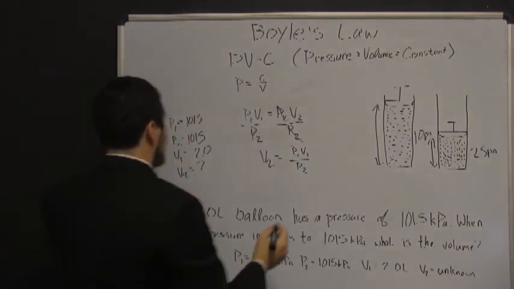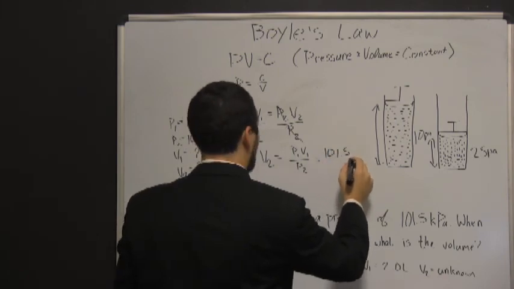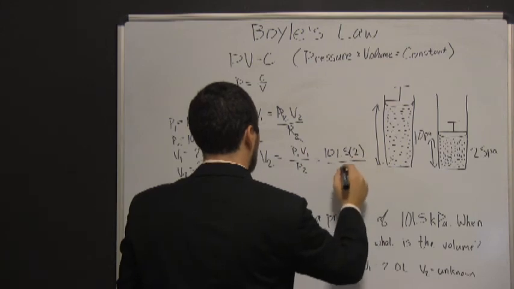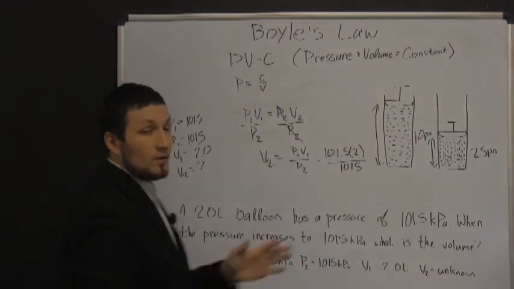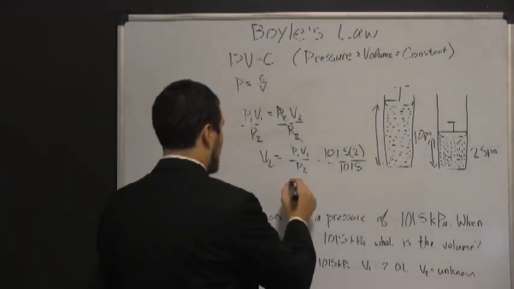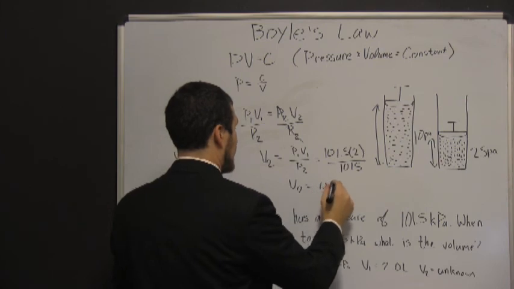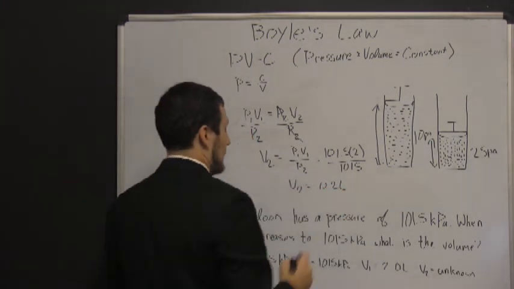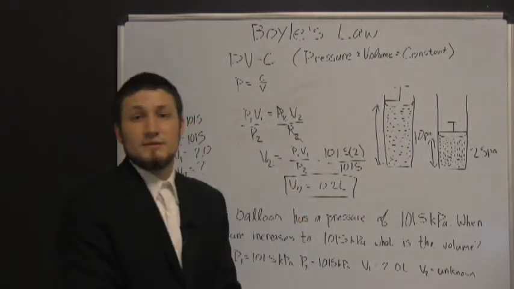And we plug in our numbers there, and we get 101.5 times 2 over 1015. Now, when we do all our solving, we get that volume 2 is equal to 0.2 liters. So we had a decrease in our volume to 0.2 liters. And that is Boyle's law.